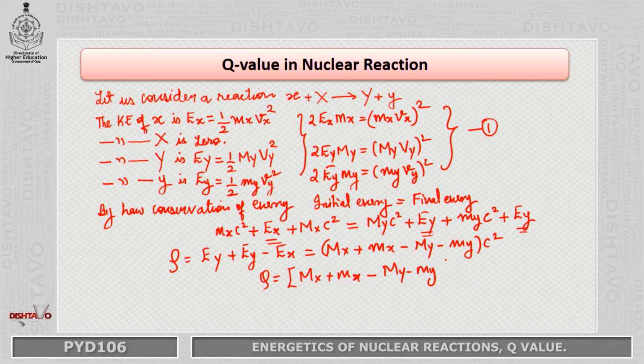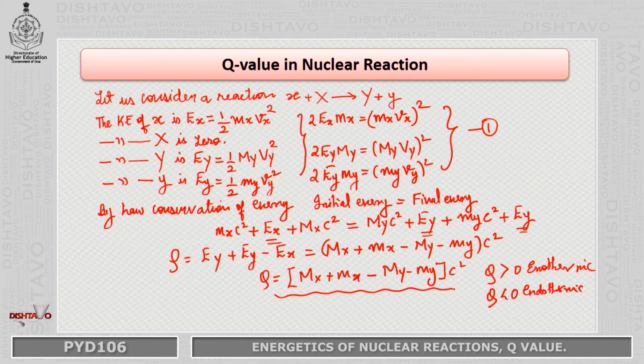Now depending upon the masses, this Q value can be positive and it can be negative. When this Q value is positive, this reaction is called an exothermic reaction, meaning the energy is given out in this reaction. And the second category, when Q is negative, it is called an endothermic reaction, where energy has to be supplied to start the reaction. Okay, this formula here is important.